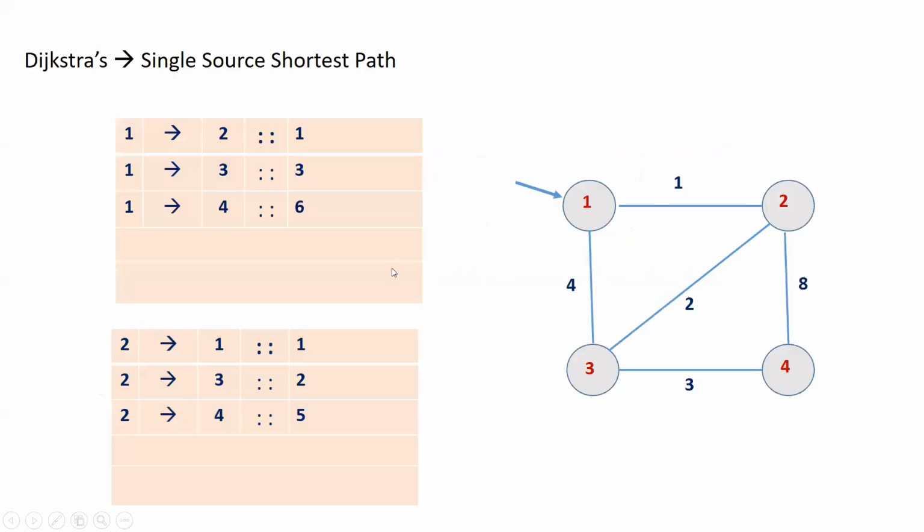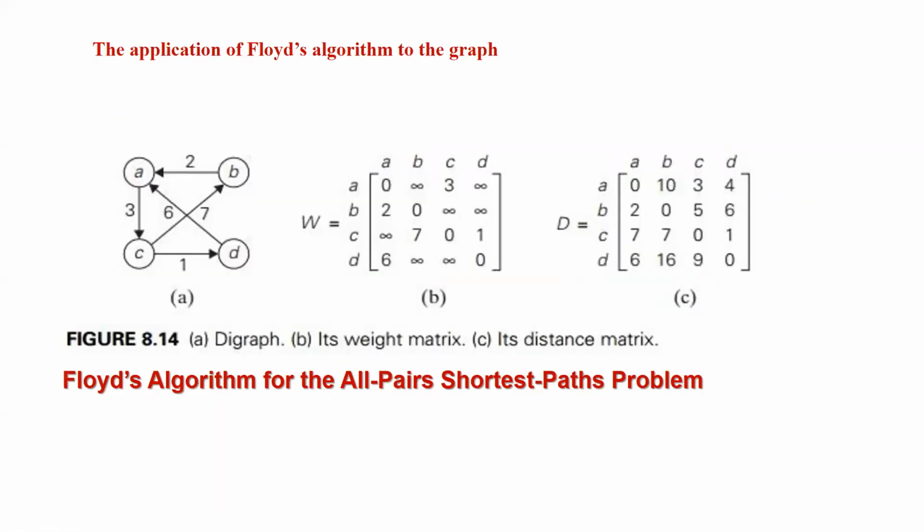But in Dijkstra's, if you want to calculate the path from all vertices to all vertices, you have to execute the algorithm 4 times, giving 4 different nodes as the starting vertex. But here, in a single run, you can obtain the all pair shortest path. I think now you got the difference between Dijkstra's single source shortest path and the all pair shortest path problem.